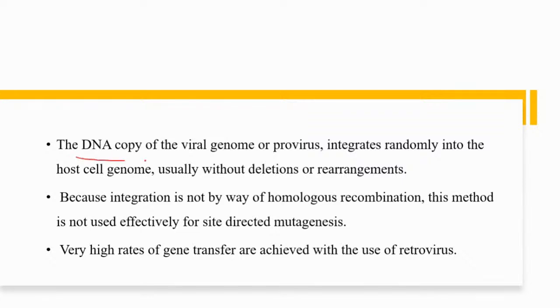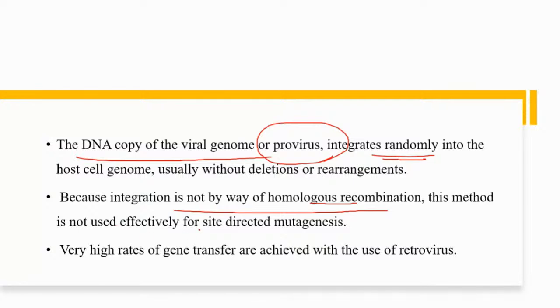Now, once the DNA copy of the viral genome is integrated, it is randomly integrated. We call it a provirus. And because it is not undergoing homologous recombination, this method cannot be used for site-directed mutagenesis. And in this case, you will find very high rates of gene transfer can be achieved.